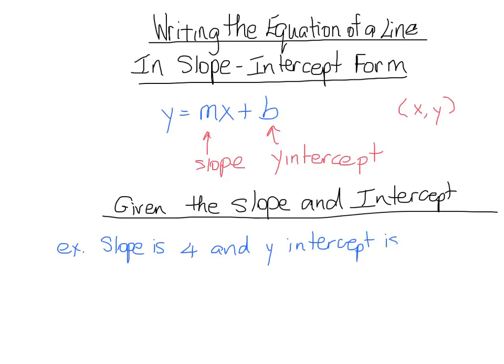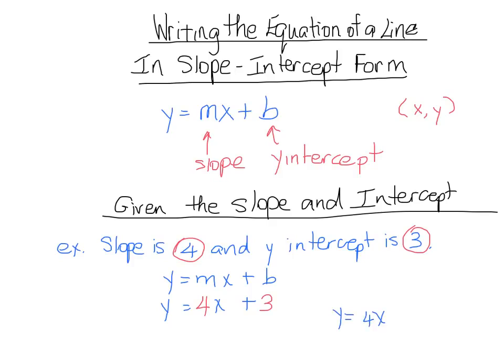is 3. If we have our slope and we have our y-intercept, then our y equals mx plus b would be y equals, our slope m is 4, so we're going to put 4 for m, x plus b, our y-intercept is 3, so we'll put in 3 for our y-intercept. So the equation in this particular example is y equals 4x plus 3. This is the equation of a line with a slope of 4 and a y-intercept of 3.